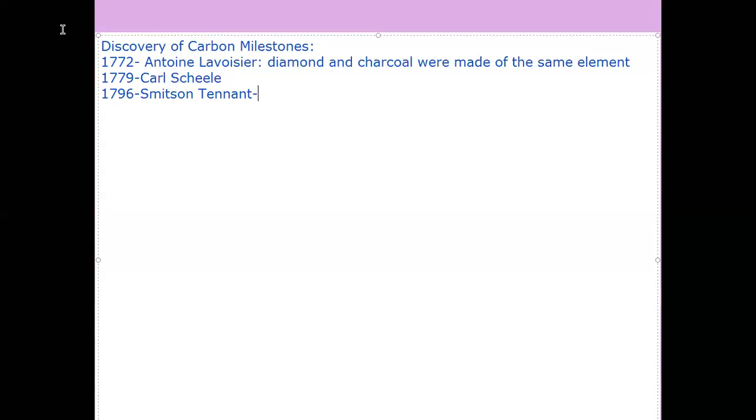Smithson Tennant proved that diamond and charcoal, when burned, produce the same amount of carbon dioxide from equal weights. Smithson Tennant was an English chemist.